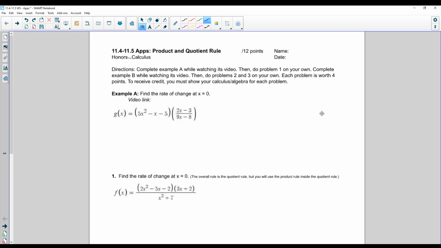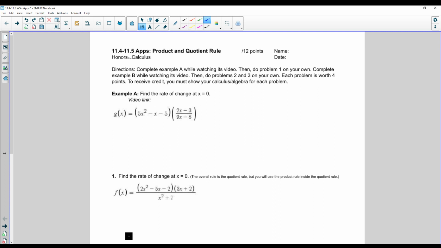All right, looking at example A here. We're going to go ahead and find the rate of change at x equals 0. You guys ready? What time is it? Game time. All right, so we're going to take the derivative of this thing because it's a rate of change. As soon as I see rate of change, boom, derivative. There it is.